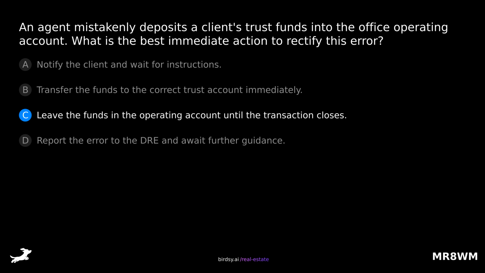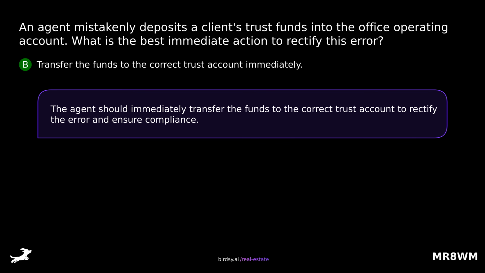C, leave the funds in the operating account until the transaction closes? Or D, report the error to the DRE and await further guidance? The answer is B, transfer the funds to the correct trust account immediately. The agent should immediately transfer the funds to the correct trust account to rectify the error and ensure compliance.